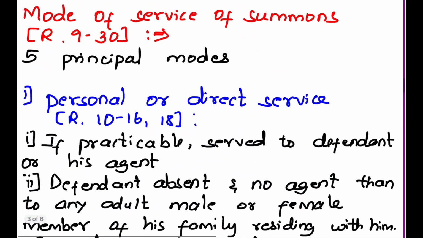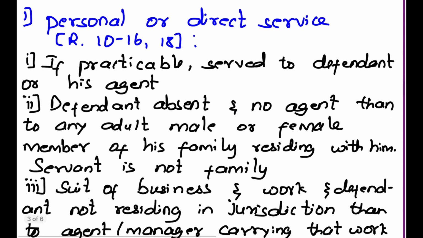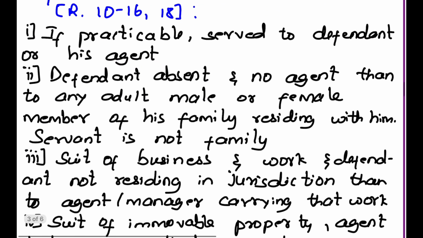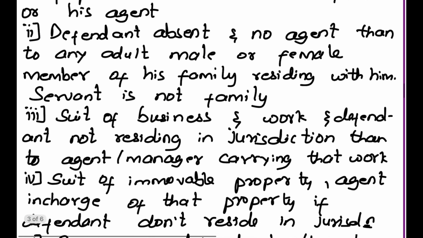The most important concept: modes of service of summons, Rule 9 to 30. It has been asked for 10 marks. There are basically 5 principal modes. The first is personal or direct service, Rule 10 to 16 and 18. If practicable, it is served on the defendant or his agent, directly. If the defendant is absent and has no agent, then to any adult male or female member of the family residing in his house, the summons can be served.